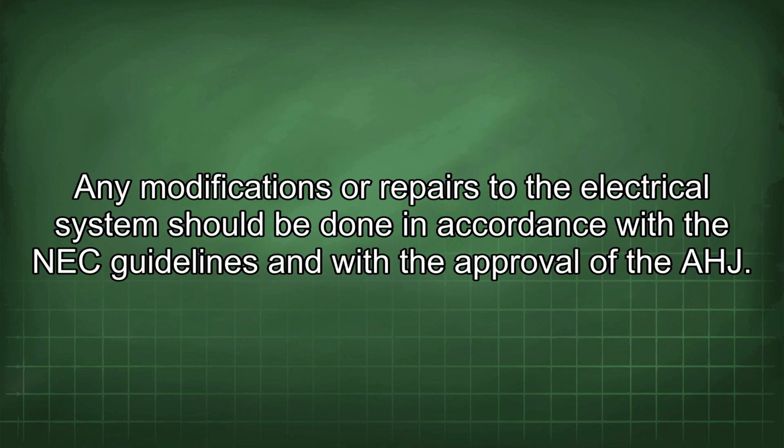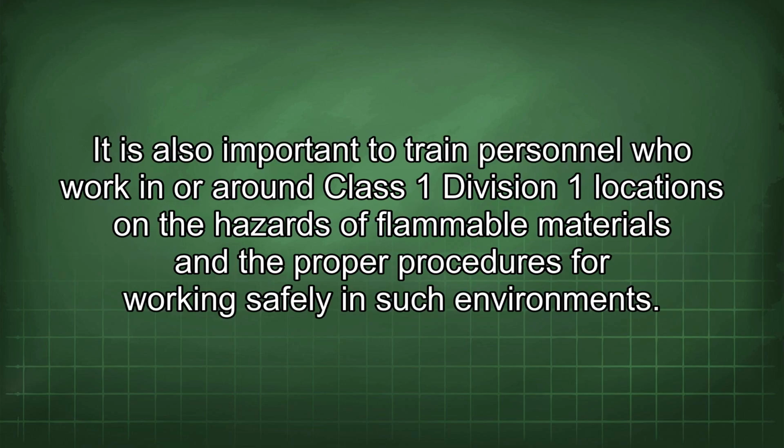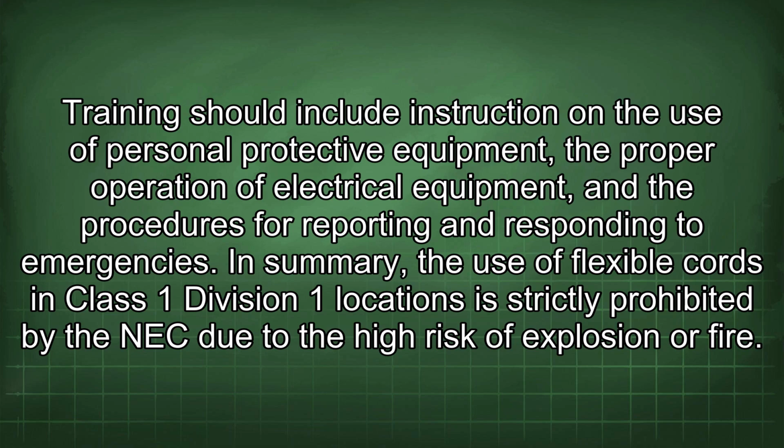Any modifications or repairs to the electrical system should be done in accordance with the NEC guidelines and with the approval of the AHJ. It is also important to train personnel who work in or around Class 1 Division 1 locations on the hazards of flammable materials and the proper procedures for working safely in such environments. Training should include instruction on the use of personal protective equipment, the proper operation of electrical equipment, and the procedures for reporting and responding to emergencies.